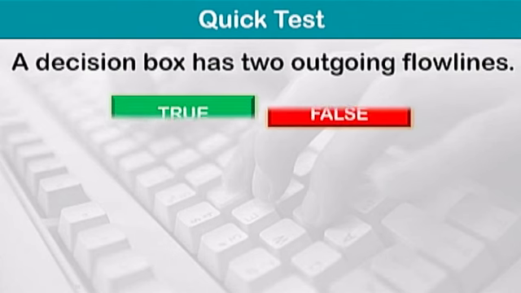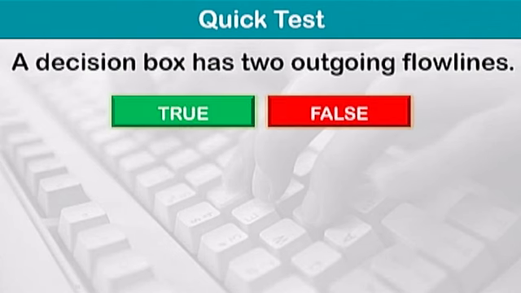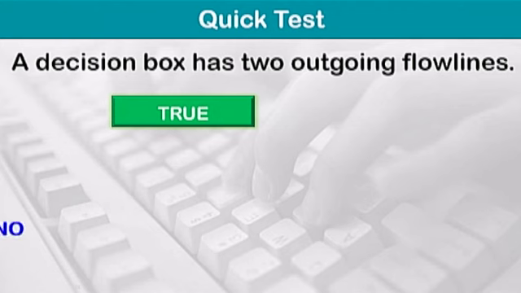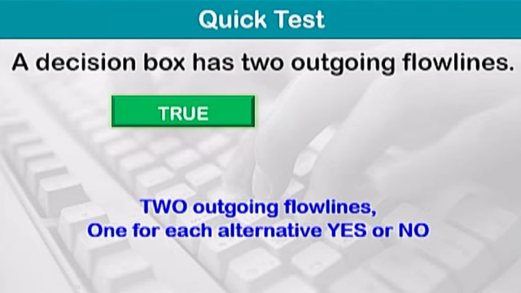A decision box has two outgoing flow lines. Is it true or false? This is true. A decision box has two outgoing flow lines, one for each alternative, yes or no. The last question now.